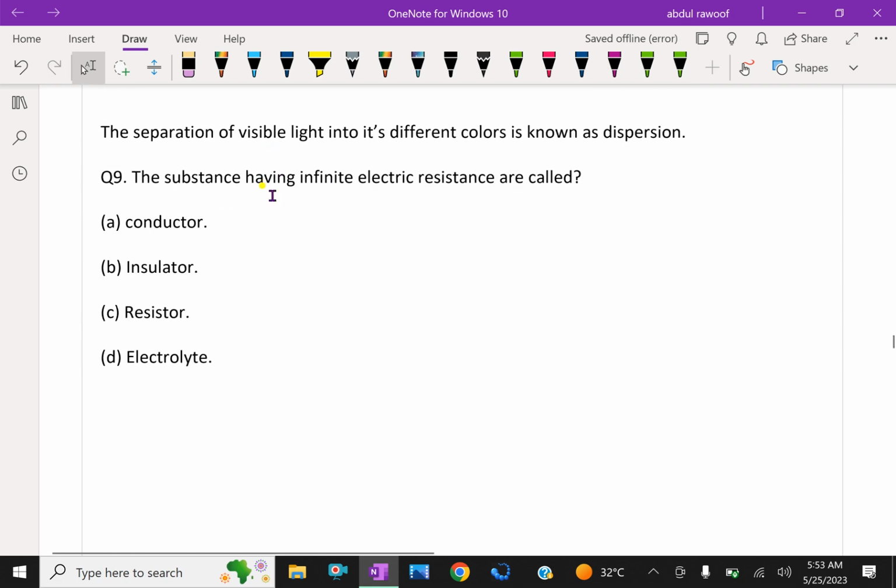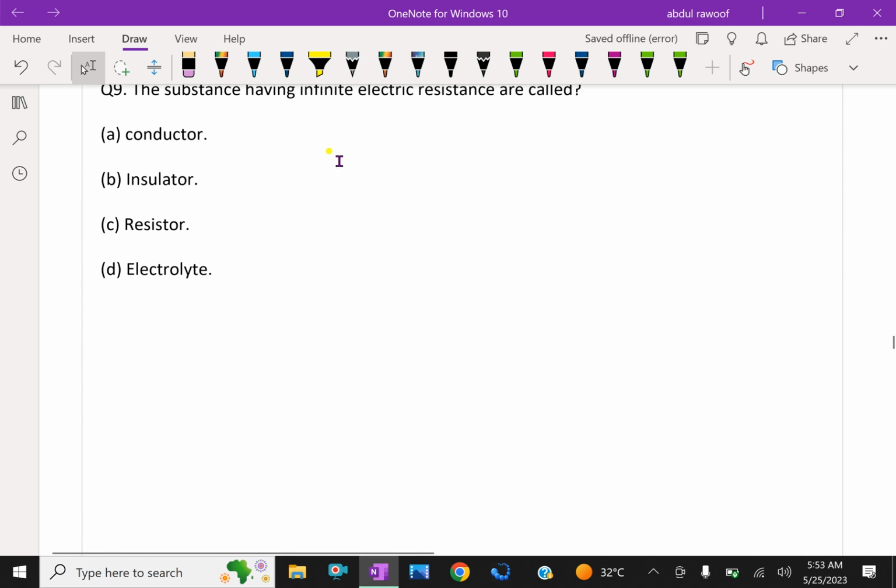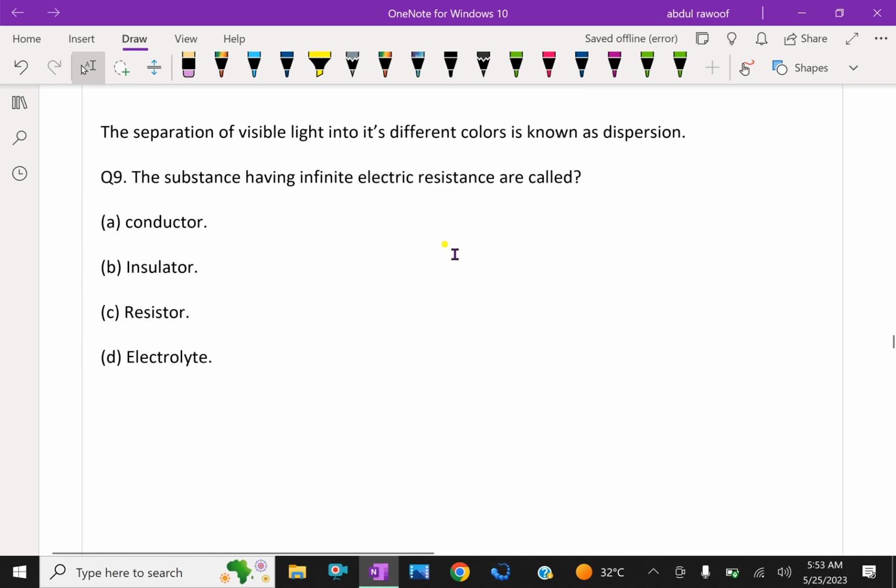Next question. The substance having infinite electric resistance is called conductor, insulator, resistor, electrolyte. Here, the substance having infinite electric resistance is called insulator. That is why we are using insulator as an outer covering of a conductor, like plastic wires, insulators used.